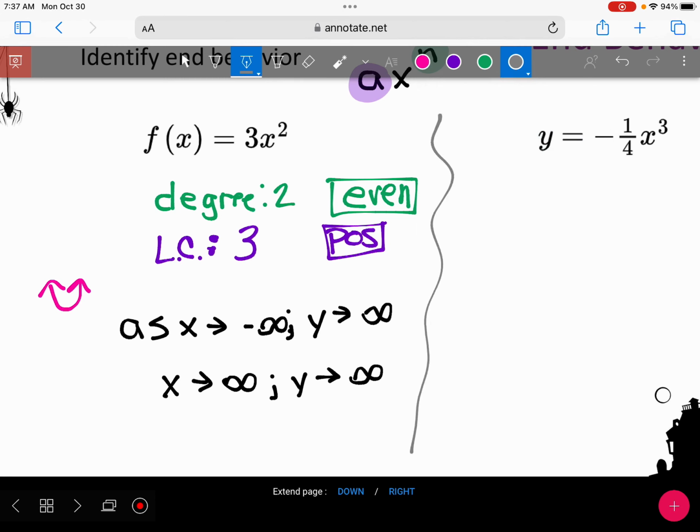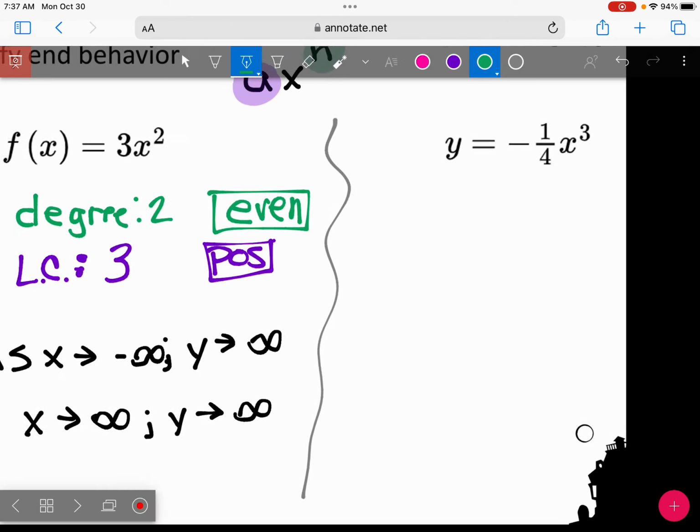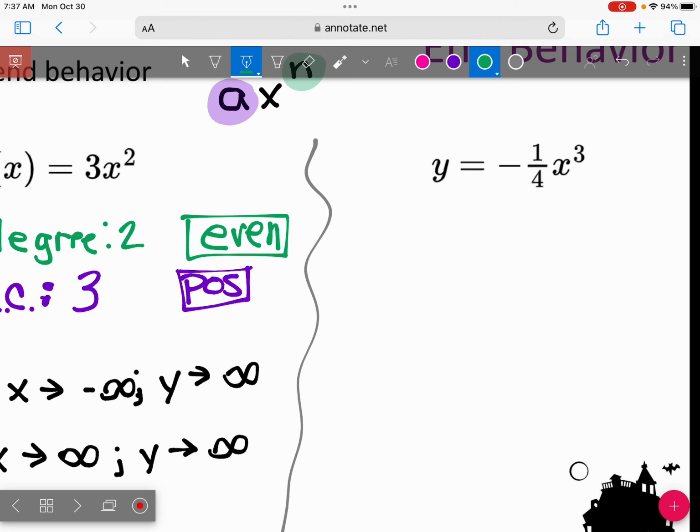Questions on that first one? Because that's all we're putting on here, we're just finding our end behavior. So we're going to do the same thing for the other one we had here. We're going to find our degree, and we're going to find our leading coefficient.